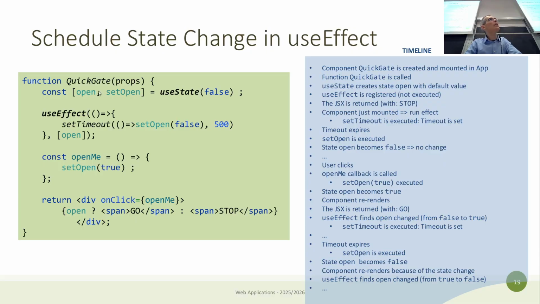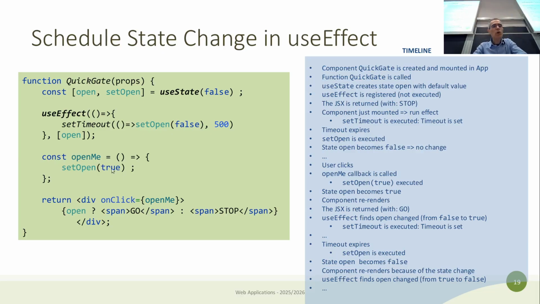This time the state is not coming from outside as a prop, but it's actually inside the component. open, setOpen, useState(false). Okay? Like a gate. It's open, it's false, so it's closed. Okay? It opens, and after a while it should close.